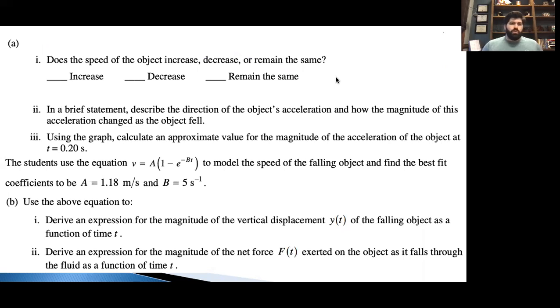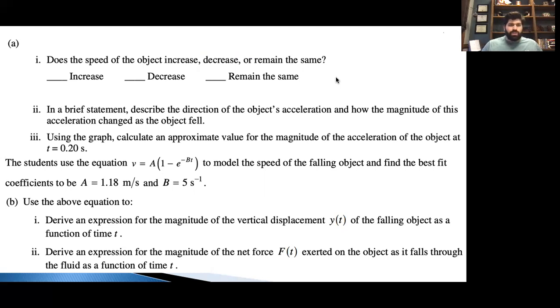So in the first part, we want to know, does the speed of the object increase, decrease, or remain the same? And we also need to write a brief statement describing the direction of the object's acceleration and how the magnitude of this acceleration changed as the object fell. Then we're going to use the graph to calculate an approximate value for the magnitude of the acceleration of the object at a given time.